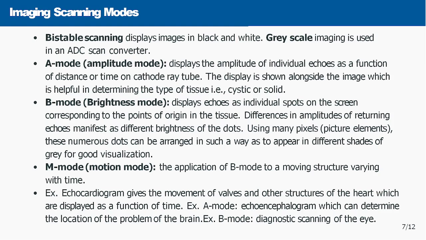Now, imaging scanning modes, we have different scanning modes. We have bistable scanning, where only a black and white image can be captured. Once this black and white image is captured, if you want to carry out any processing on that, then you have to convert that image through an analog to digital converter, which gives grayscale imaging. Then the grayscale can be of 8 bits. 8-bit grayscale means 2 to the power 8 equals 256, meaning the scale contains 0 to 255 ranges.